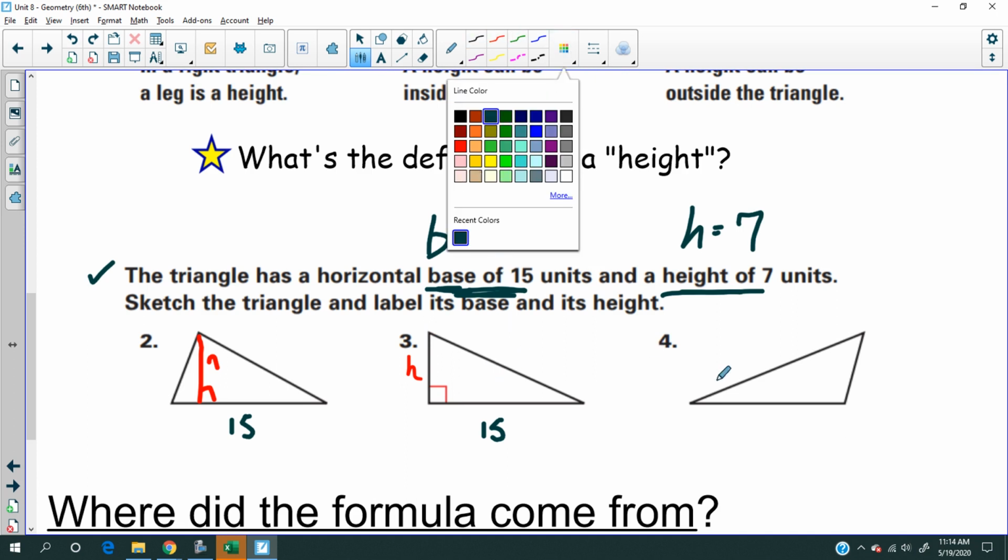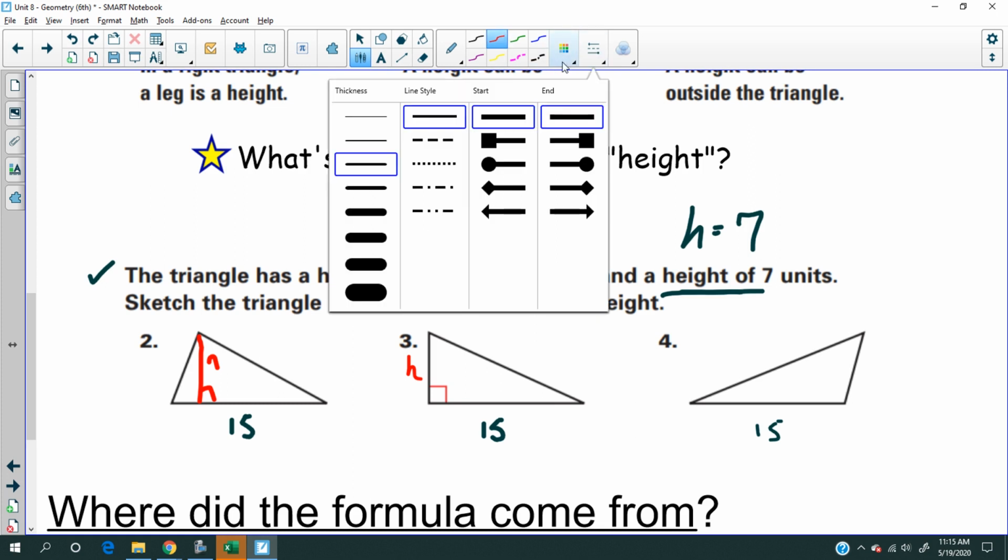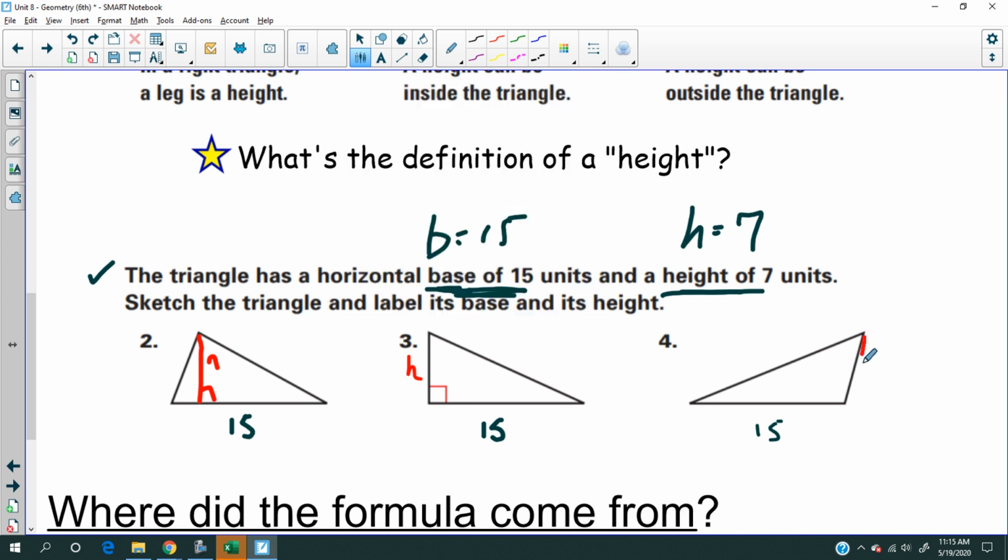Lastly, where's the base here? Yep, right here. Now, here's the question. Where is the height? Now, this is going to require a lot of skill that I'm not sure I have. All right, so here, right? So what you do is this. You draw the straight line down. Not that good, but it'll do.